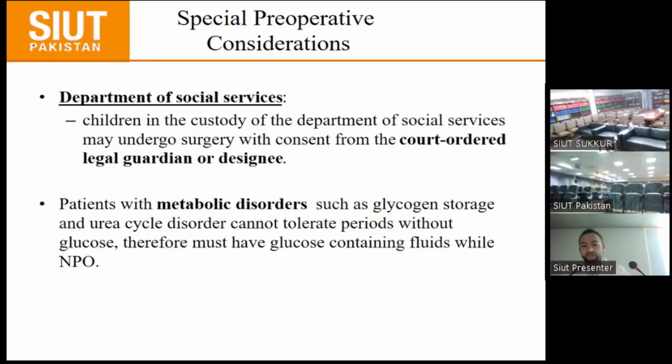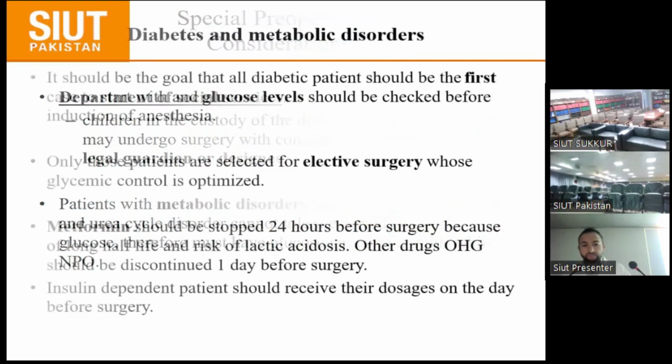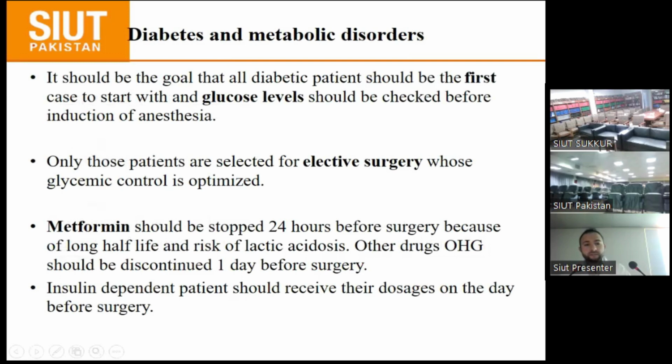Patients with metabolic disorders such as glycogen storage disease and urea cycle disorder cannot tolerate periods without glucose. So they must be given glucose fluid while in NPO status. It should be the goal that all diabetic patients are the first case to start. Weight and glucose level should be checked before the induction of anesthesia.